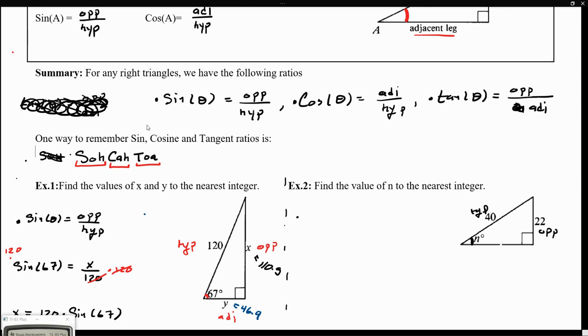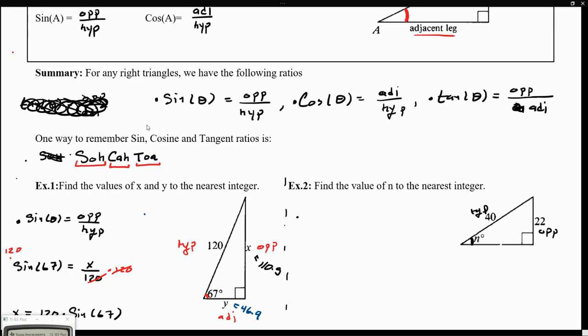And notice that we cannot use the tangent because the tangent uses opposite and adjacent. And again, we don't have the adjacent value. We can find it using the Pythagorean theorem, but that's just extra work that is not needed. So we're going to be using the sine function, because sine is defined as opposite over hypotenuse. And notice that those are the values that we do have.